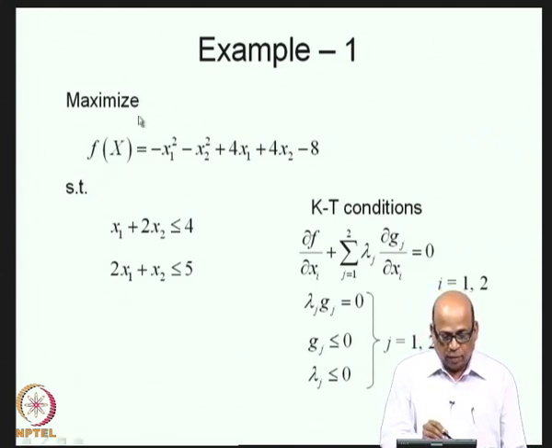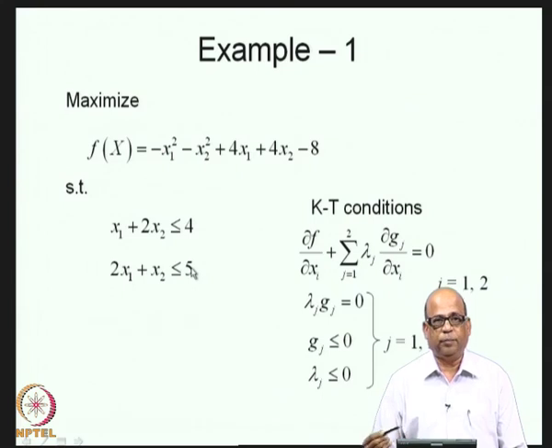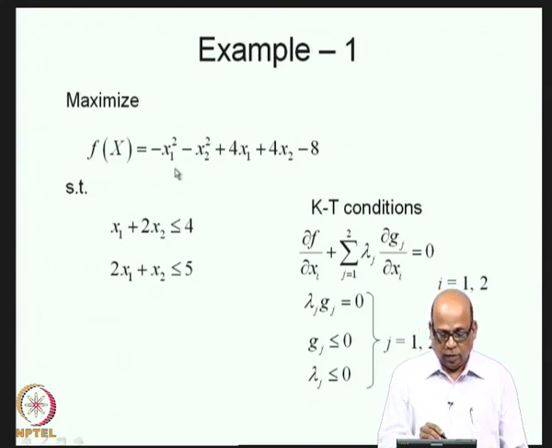Let us look at one simple example to drive home the point of use of Kuhn-Tucker conditions. Let us look at maximization of a function f of x equal to minus x1 square minus x2 square plus 4 x1 plus 4 x2 minus 8, subject to x1 plus 2 x2 less than or equal to 4, and 2 x1 plus x2 less than or equal to 5. There are two constraints and two variables here.